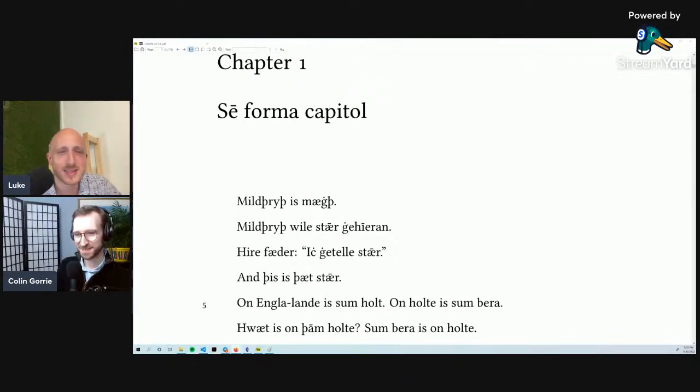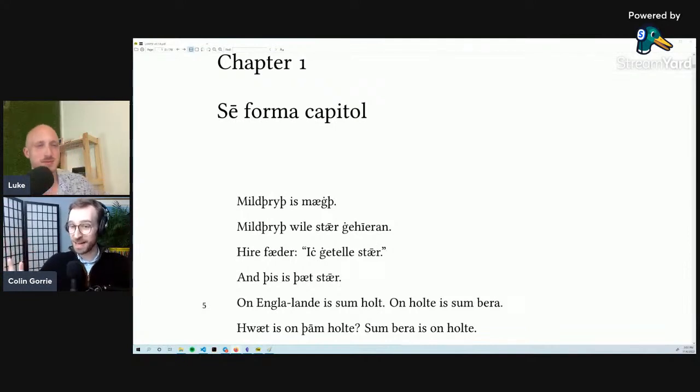So eventually, when we get the nice typesetting and everything, this is going to be a scene break. But there's a frame story, the story of Mildred and her father telling the story. So Mildred wants to hear a story. Her father says, I'll tell you a story. And this is the story. And then Oswald Bera is the story that Mildred is told by her father.